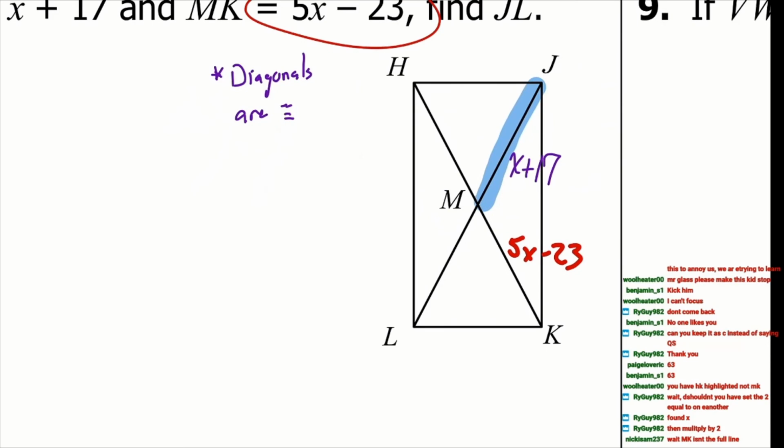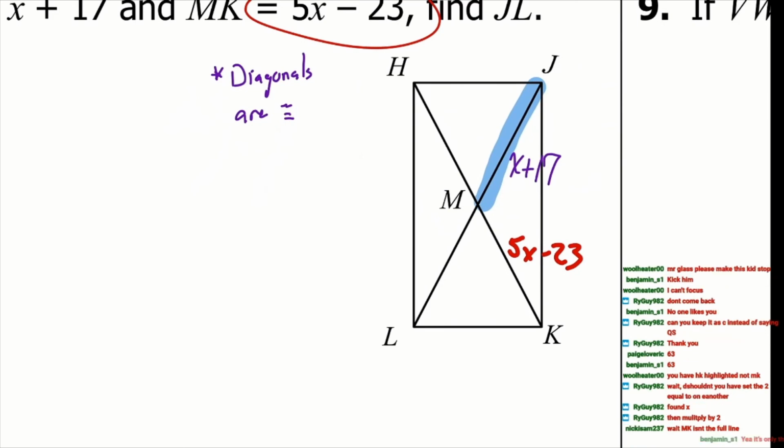So I apologize. A lot of you are asking questions. You guys are right. I made the mistake. These need to be set equal to each other because these line segments are in fact congruent. I had HK incorrectly labeled. So using the fact that diagonals are congruent and bisecting each other, yes, we would just set these equal to each other. We wouldn't double anything.